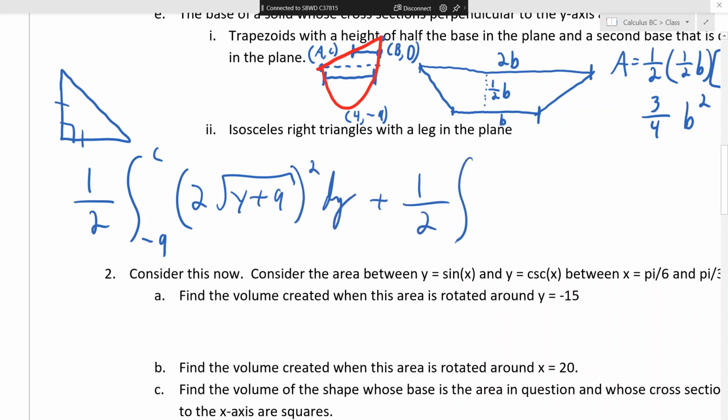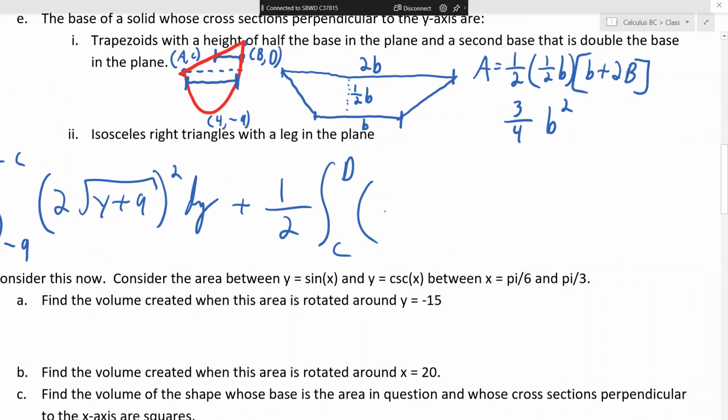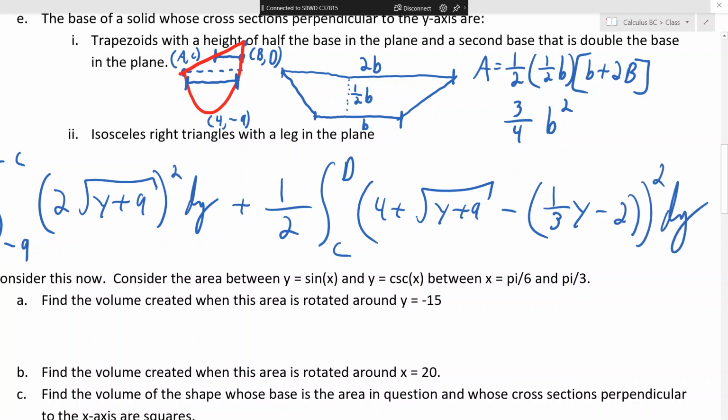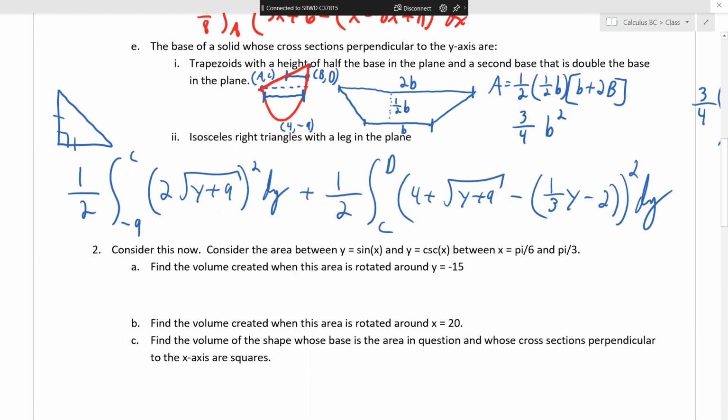plus 1/2 the integral from c to d of 4 plus the square root of y plus 9 minus that line, which was 1/3 y minus 2, I think, squared dy. If I mess up, let me know, gang. I might forget a squared or something. Everybody good on what just happened there? 1 and 2, like for E, were the same as that question, just that the coefficient out front changes. Easy?